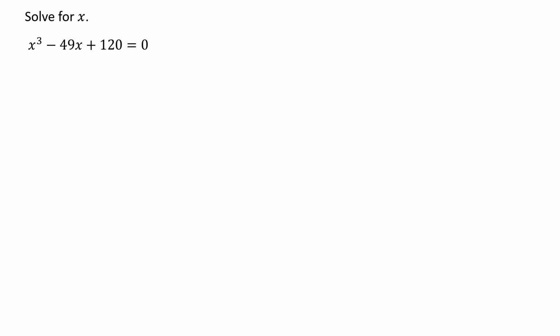This does not look like a factor by grouping. This does not look like a perfect cube. I don't really have any other recourse other than to use synthetic division. Notice I had to put in a 0 as a placeholder because there's no x squared in the original equation, right? There's one x to the third, there are 0 x squareds, then a negative 49x, then a positive 120.